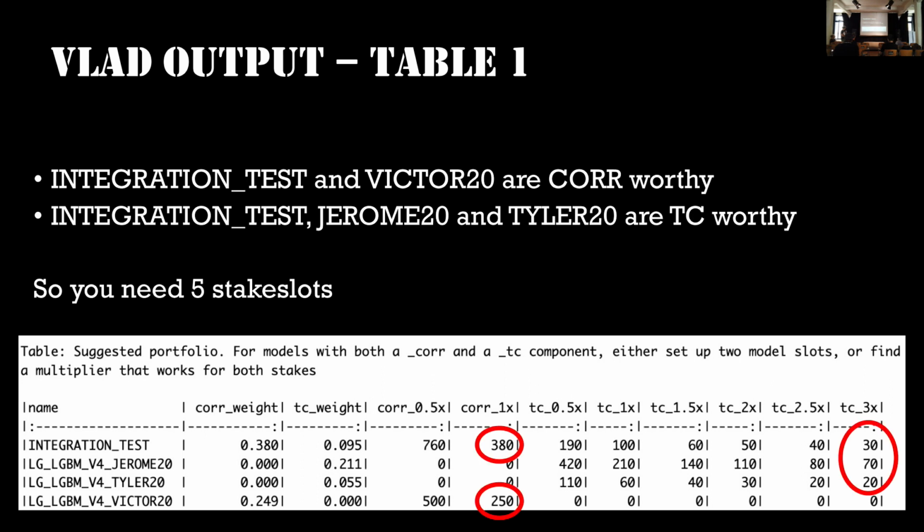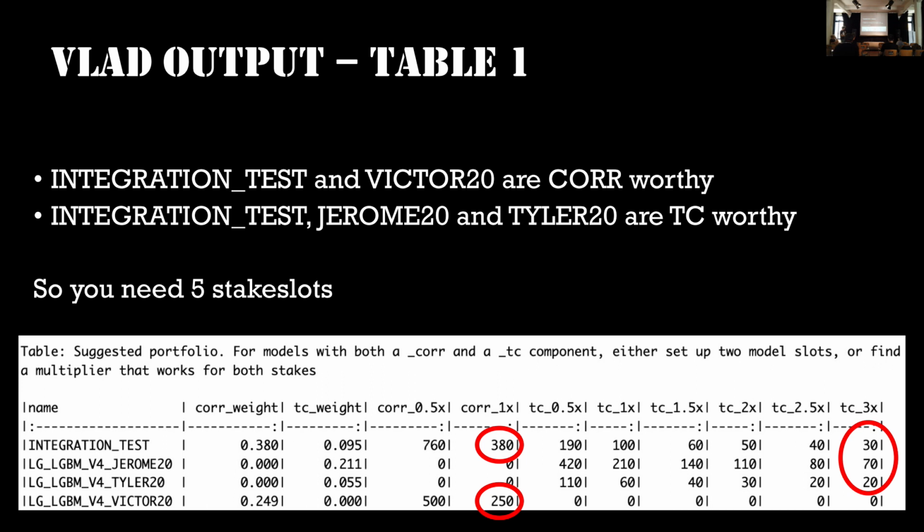Yeah. So what comes out of Vlad? First it says which models it wants included. So it's just 4 of the 22 models. Then it says 2 of them are actually where you should invest in core, like the core tournament. And 3 of them is where you should invest in DC and join the DC tournament. So this would be 5 stake slots in total, but sometimes you can merge stake slots.